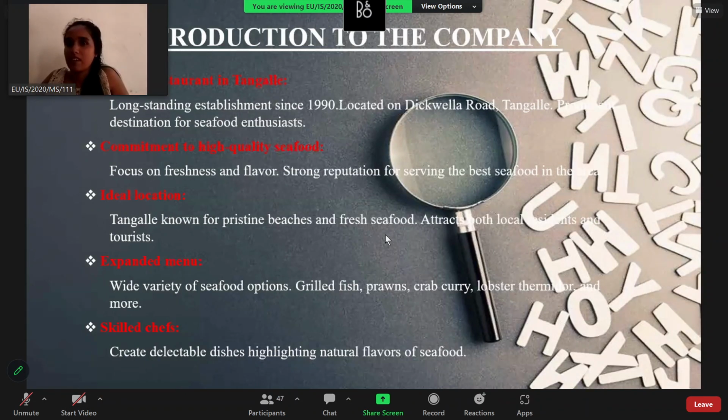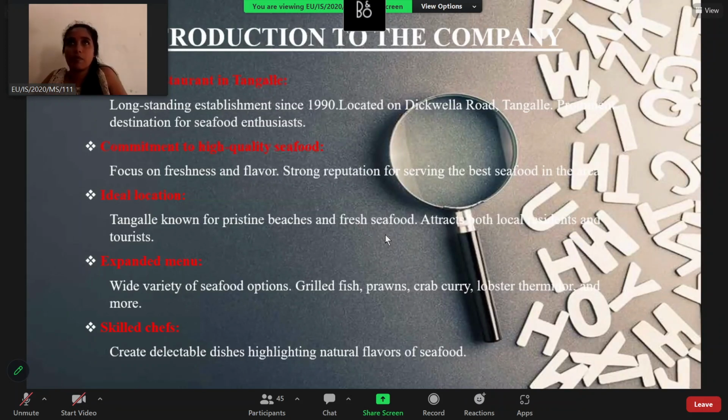Good afternoon, everyone. Thank you, Shalini. My topic is introduction to this company. Commitment: high quality seafood, focus on freshness and flavor, strong reputation for serving the best seafood in the area. Ideal location: Tangol, known for fish and beaches and fresh seafood. Attracts both local residents and tourists. Expanded menu: wide variety of seafood options, shellfish, prawns, crab curry, lobster, and more. Skilled chefs create delectable dishes highlighting natural flavors of seafood. Pleasant dining experience: warm and inviting ambience, comfortable seating and tastefully decorated interior.